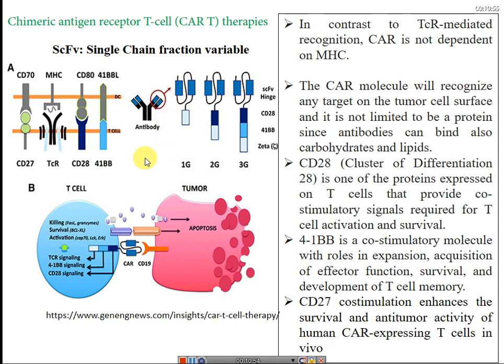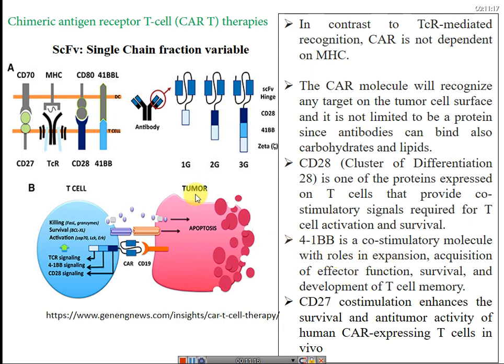And then CD28 is one of the proteins expressed on T cells that provides the co-stimulatory signal for T cell activation and survival. So if we include this CD28, we can enhance T cell survival and activation.